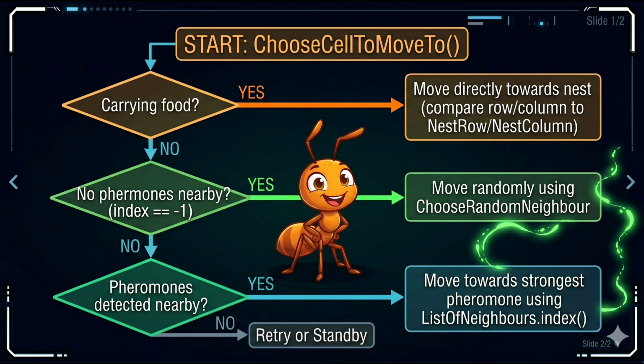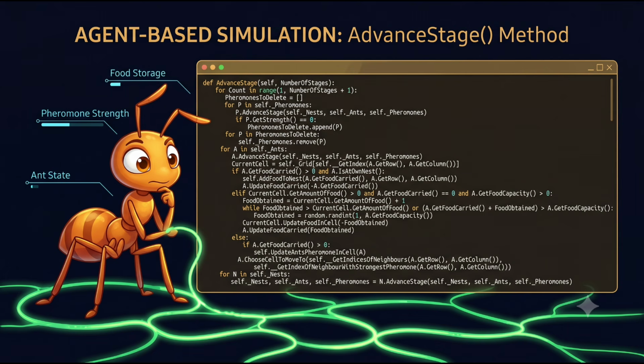A simple for loop calls n.advanced stage on every nest. This hands off to the nest class's advanced stage method. Let's look at nest's advanced stage in detail. First, there's a null check. If somehow there's no ant at all, skip everything. Then it counts up food consumption. A for loop through all ants. If an ant's nest row and nest column match its nest row and column, it belongs to this nest.